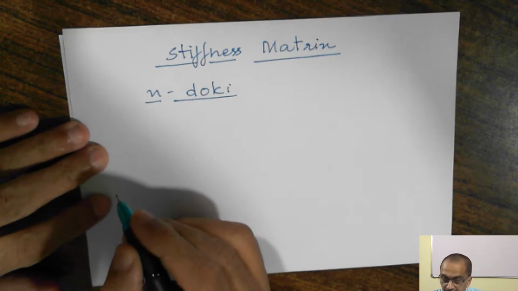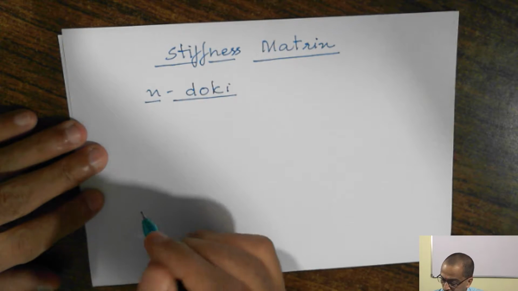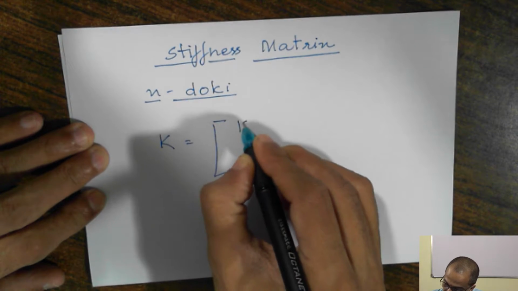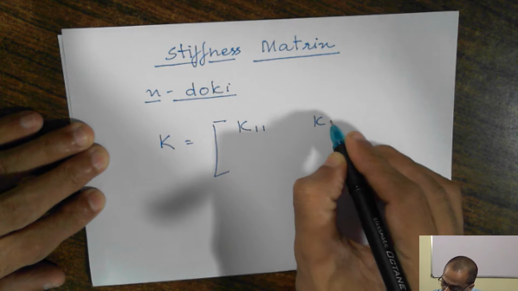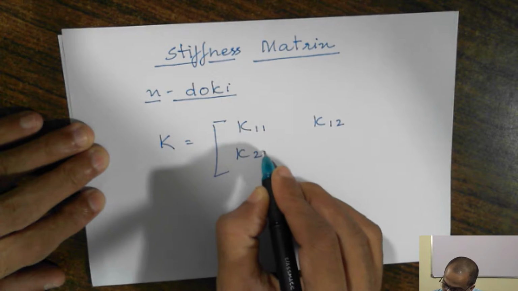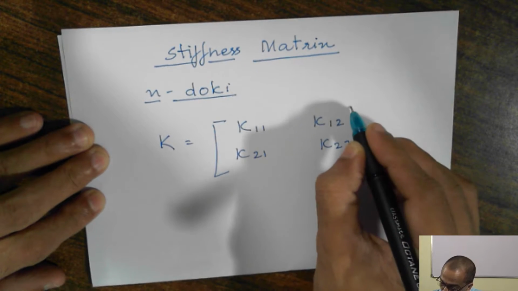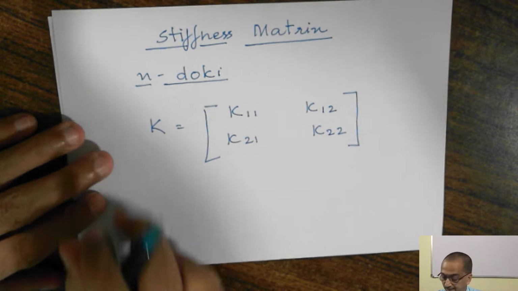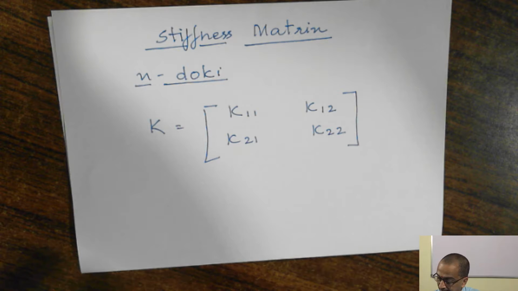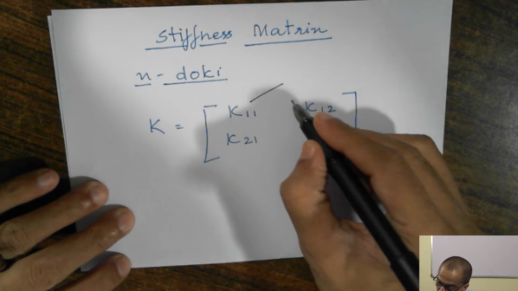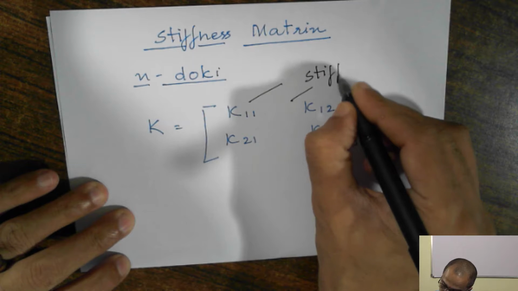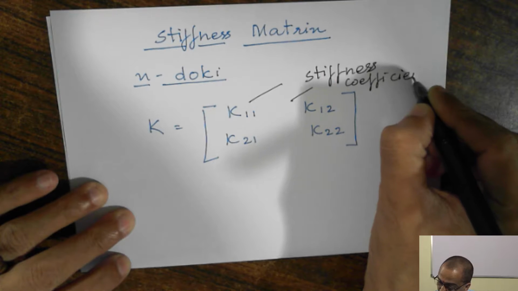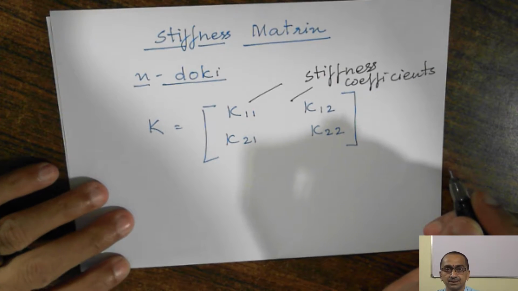Now let us say I am deriving a stiffness matrix of size 2 by 2. Let us say K is equal to K11, K12, K21, K22. I will write the coefficients like this. This is the stiffness matrix. This is how it is written. This K is the stiffness matrix, and these K11, K12, K21, K22 are known as stiffness coefficients. The elements in the stiffness matrix are known as stiffness coefficients.